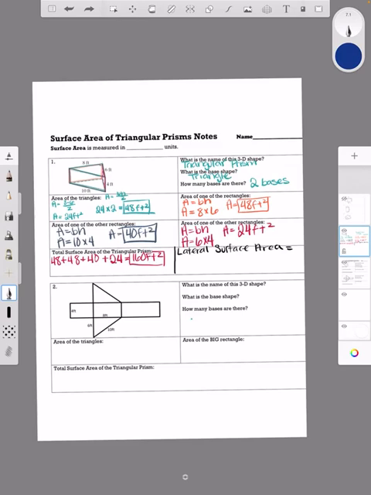So I'm just going to add 48 plus 40 plus 24. All right, so when I add 48 plus 40 plus 24, I end up with 112 feet squared. So remember, the lateral surface area is our surface area without including our bases.